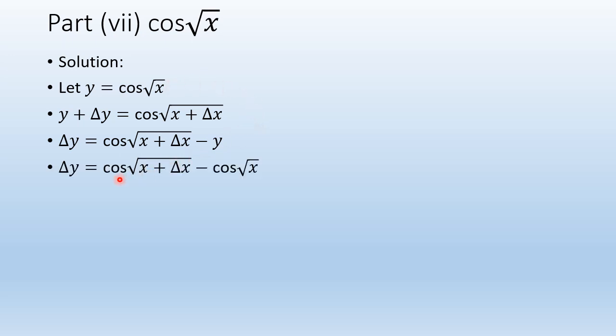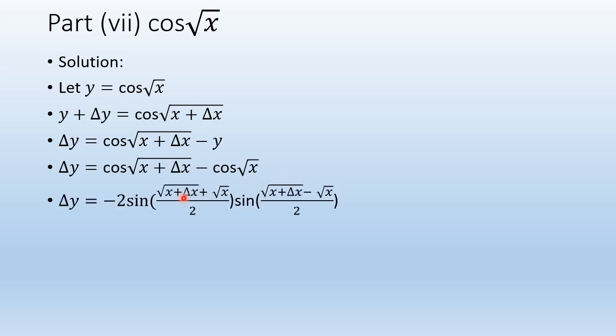And now what? Again we see cos minus cos. So we are going to use the formula cos p minus cos q is equal to minus 2 sine of (p plus q) by 2 sine of (p minus q) by 2, where p is equal to under root x plus del x and q is equal to under root x. So let's write that formula. Minus 2 sine of (under root x plus del x plus under root x) by 2 sine of (under root x plus del x minus under root x) by 2. I don't see any more simplification here.